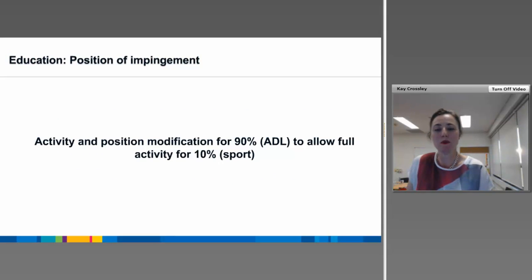What about the position of impingement? I think it's really important to understand that patients often go into their positions of impingement more commonly in their ADL than they do in their sporting activities. So if we can modify their activities and their positions during ADL, which takes up 90% of their time, they may be able to go into impingement positions in a pain-free way during that small amount of time that they spend playing sport.